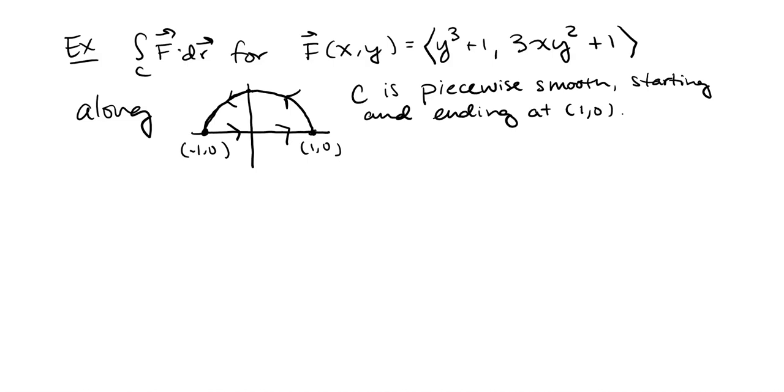So we're starting at (1, 0). We're following the semicircular arc back to (-1, 0), and then the straight line across the x-axis back to (1, 0). So essentially C is piecewise smooth and it both starts and ends at (1, 0). So what I want to do is think about this one with that fundamental theorem of line integrals, and we're going to see an important result coming out of this example.